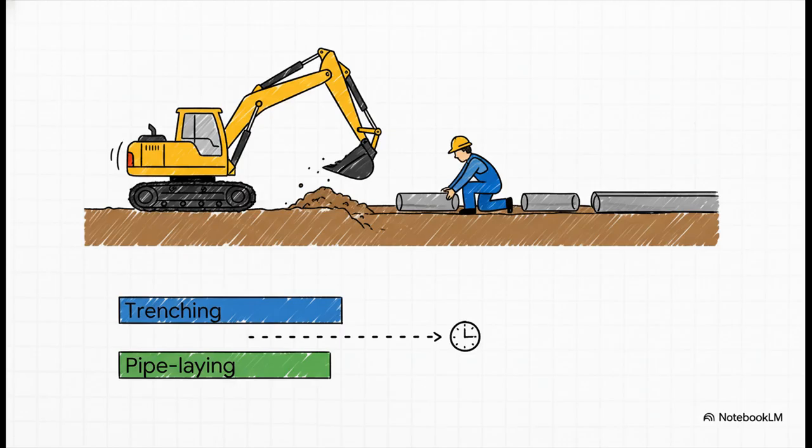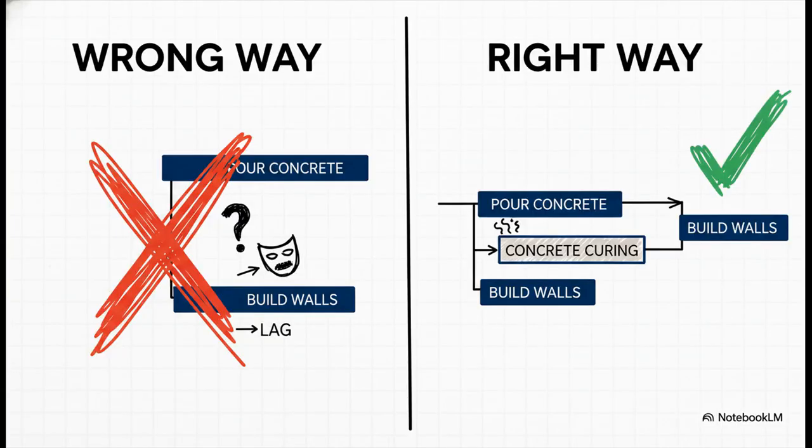You start digging a trench, and after you've made some good progress, the pipe-laying crew can start working right behind you. It's efficient, and it's how work actually gets done on site. But here's the trap you have to avoid. Be really, really careful using a lag with a finish-to-start relationship. It's often a red flag that you're hiding something, some kind of process or waiting period that should really be its own separate visible activity on the schedule.